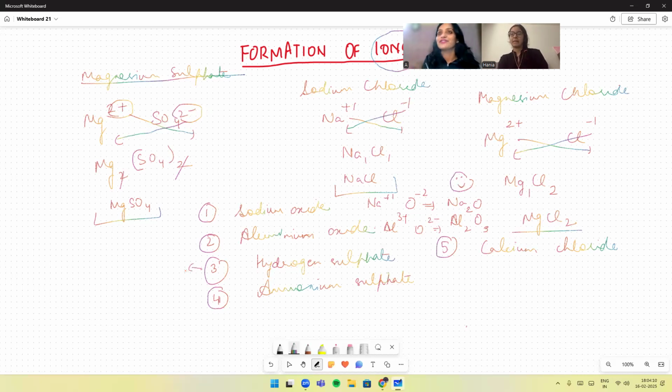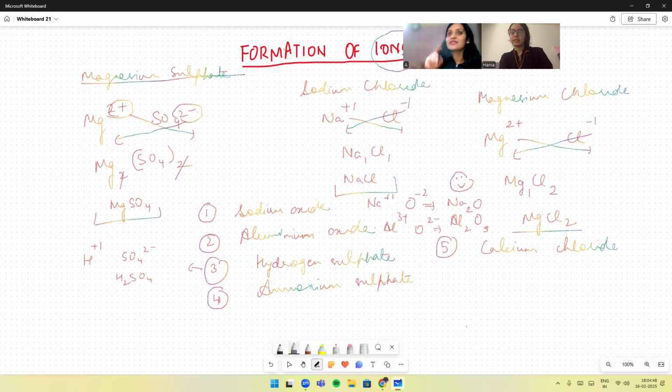Now, hydrogen sulfate. Hydrogen is +1 and sulfate is -2. So the formula will become H2SO4. And this is sulfuric acid. You know that it is known as the king of chemicals. Okay. What about ammonium sulfate?